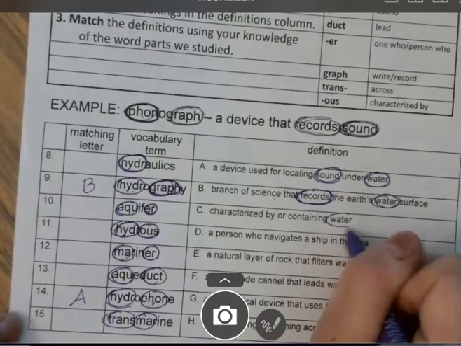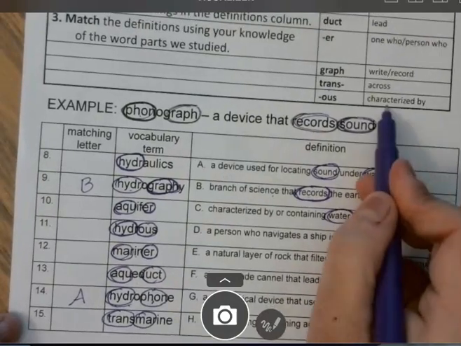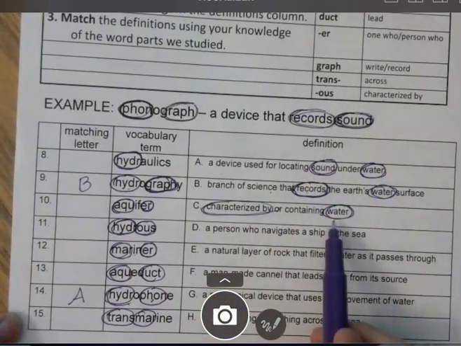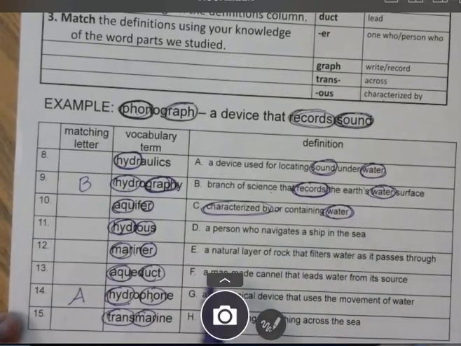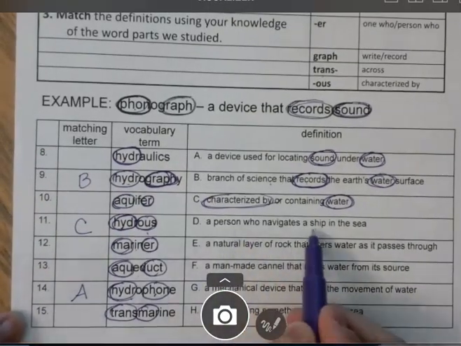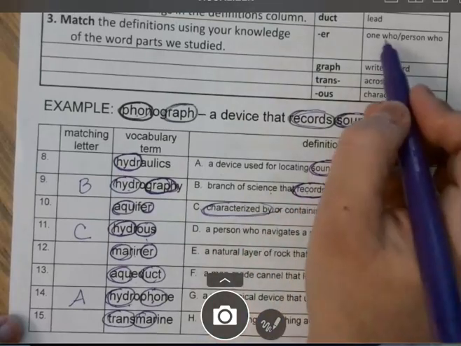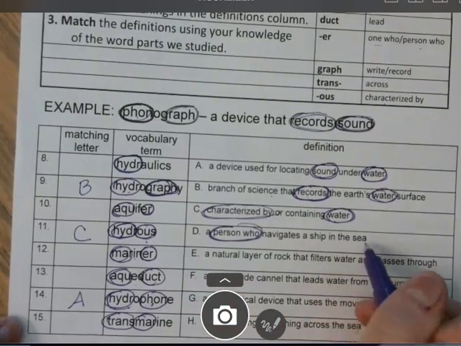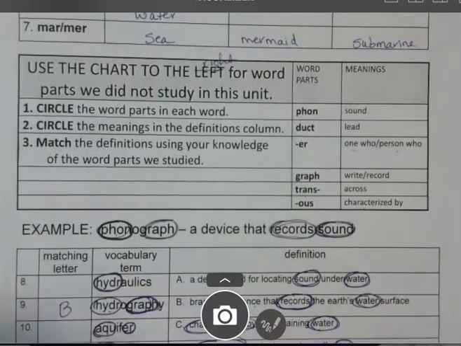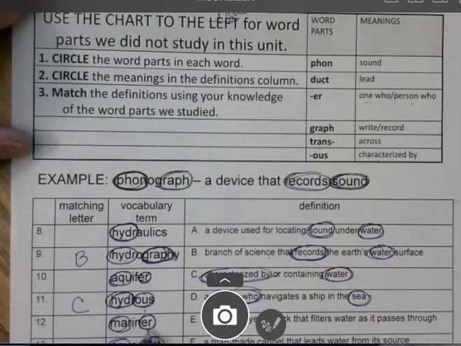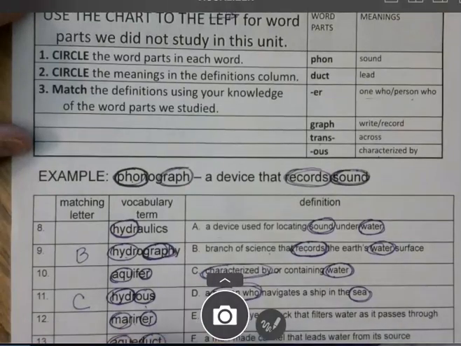I would look for my definitions. I see characterized by. Characterized by means OUS, and water is hydra or aqua. So I'm looking for something that ends with OUS and has hydra or aqua, and so that one has to be C. A person who navigates a ship on a sea. I see one who or a person who. A ship in the sea. That has to do with mar or mer. So I'm looking for a word over here that has mar or mer and ER. So that one has to be D.